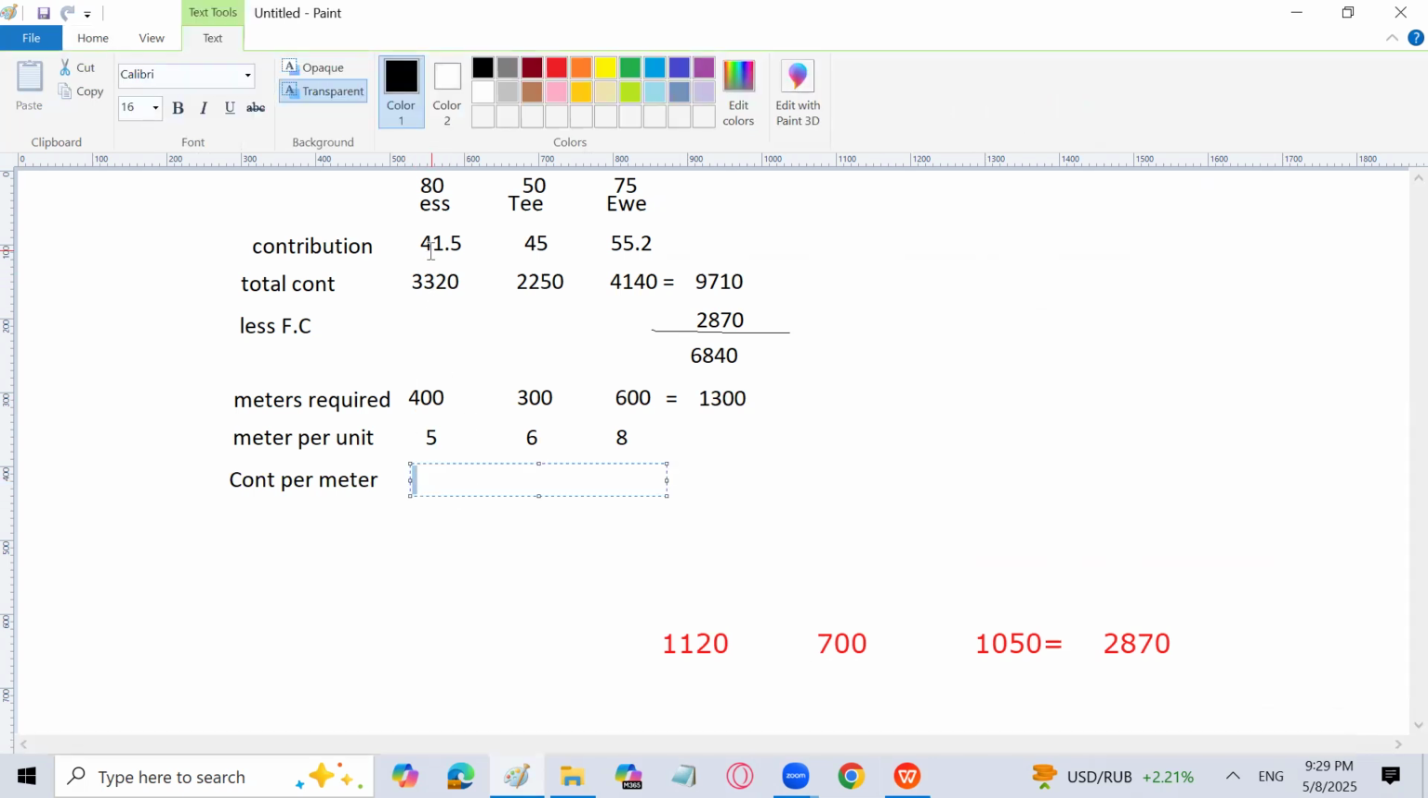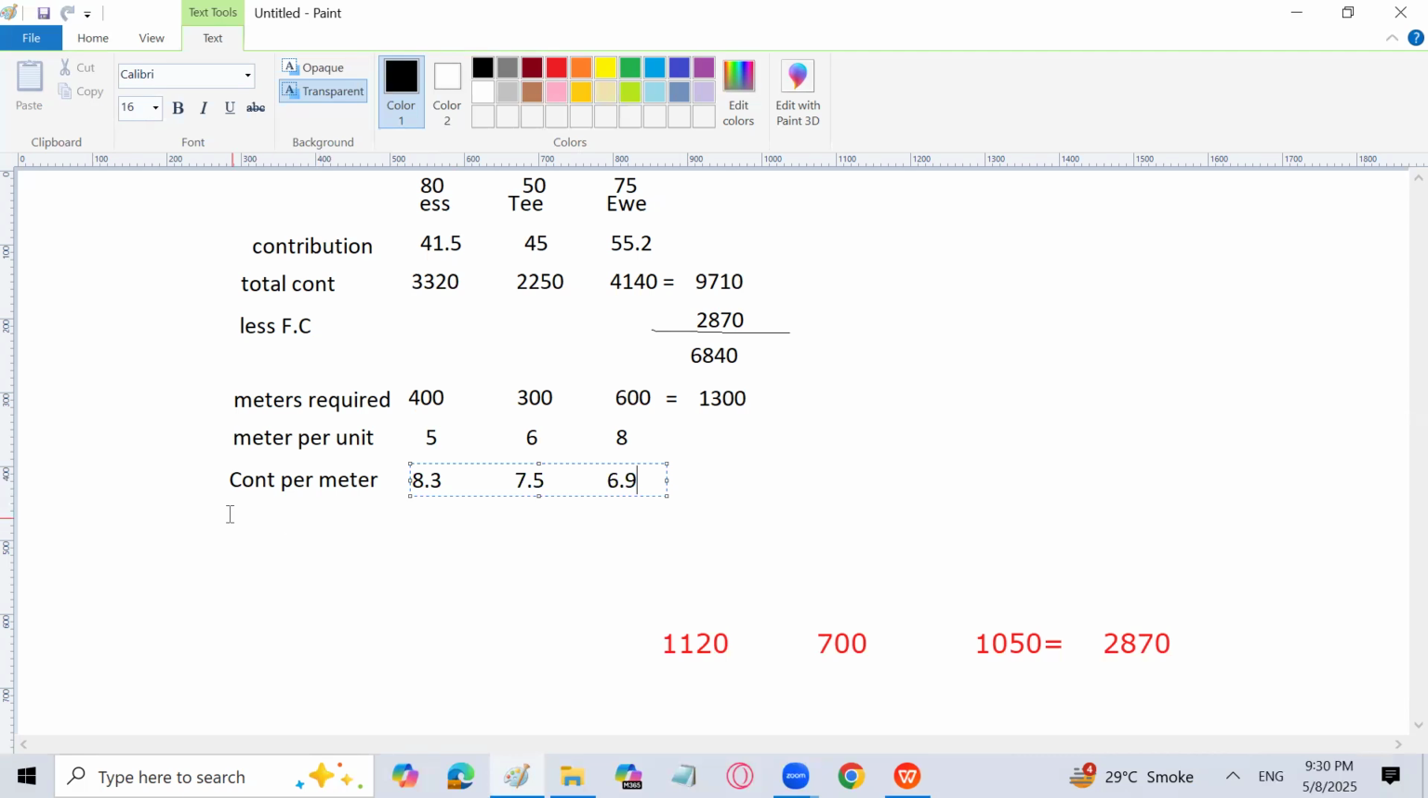41.5, which is the contribution per unit given here, divided by 5, is 8.3. Then 45 divided by 6 is 7.5. Then 55.2 divided by 8 is 6.9. Okay, so we got the contribution per meter. Now let's move on.